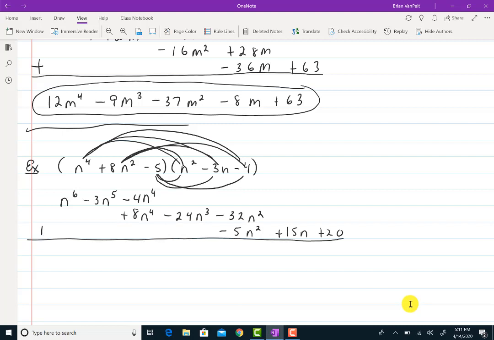We go ahead and add all those up. n to the sixth minus 3n to the fifth. For the n to the fourths, I get negative 4 plus 8, so that's plus 4n to the fourth, minus 24n cubed. Then I have negative 37n squared plus 15n plus 20.